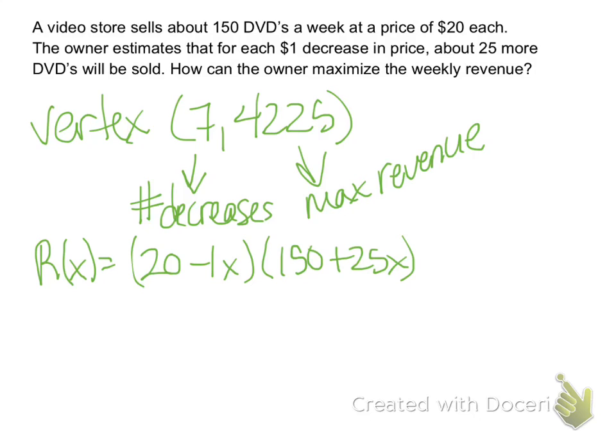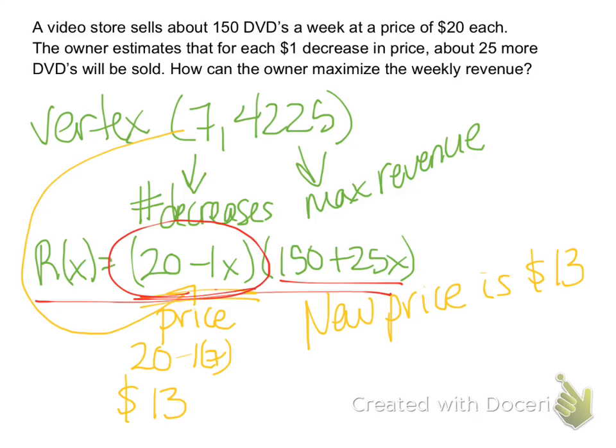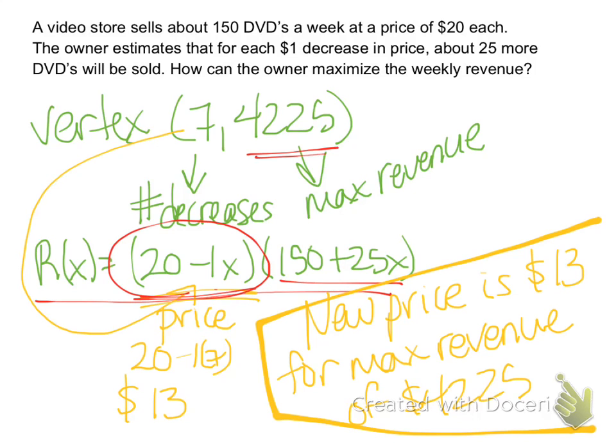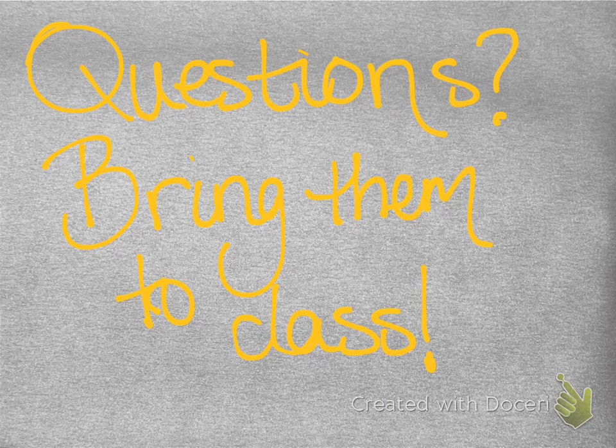So how much am I going to charge? Well, if I go back to my original model here, remember this is the price times the number sold. So this first one is the price that I'm going to charge. So if I plug my 7 from my vertex in there, I get 13. So my new price needs to be $13, and my maximum revenue, the y coordinate of my vertex, is $4,225. And again, if I use this whole function and plugged 7 in for that x and that x, I would get $4,225.